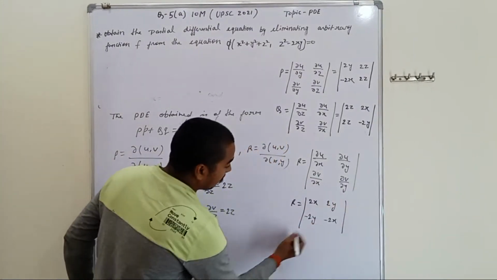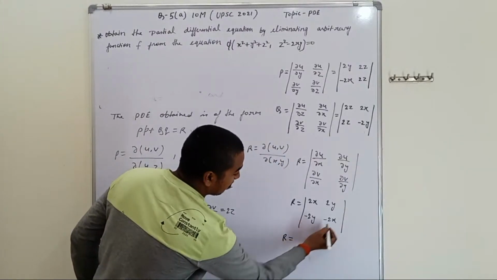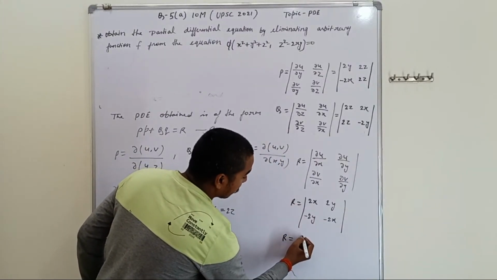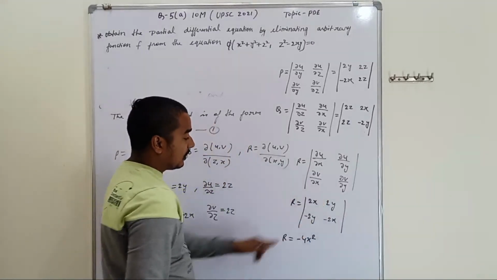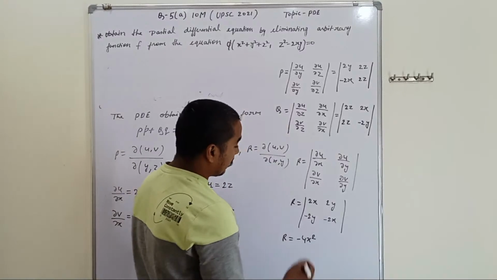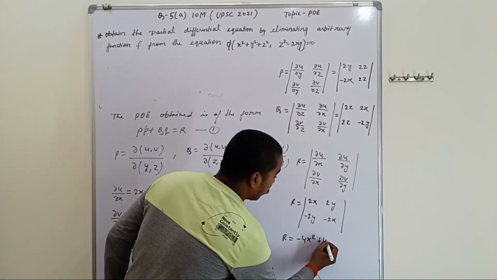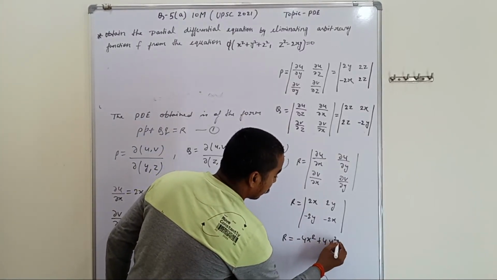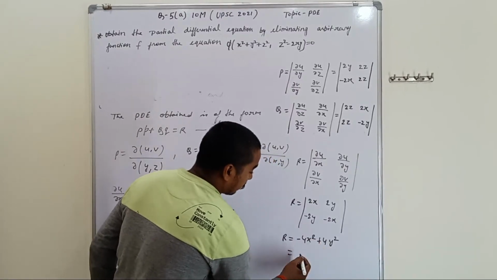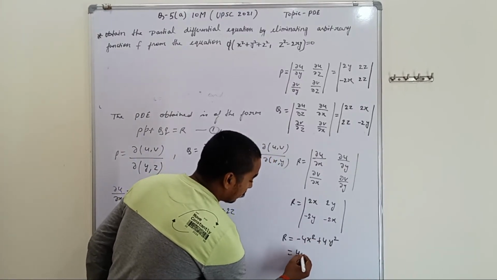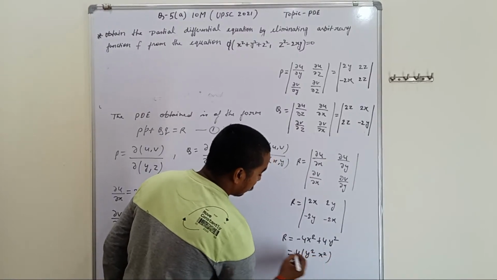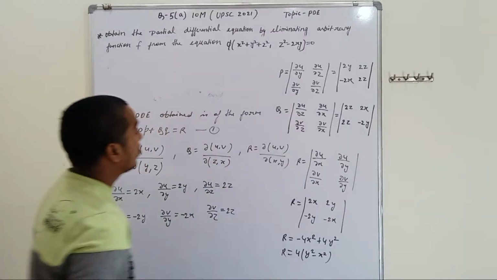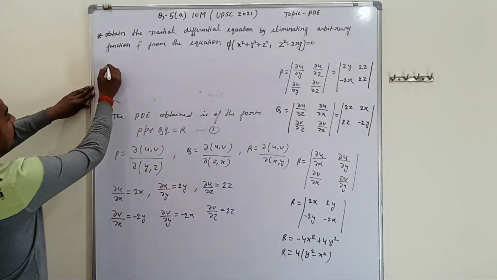We have to solve for r. On cross multiplication, that is minus of 4x square, and here minus is already present, then minus is plus, that is plus of 4y square. From here taking 4 common, that is 4 times y square minus x square. This is the value of r.